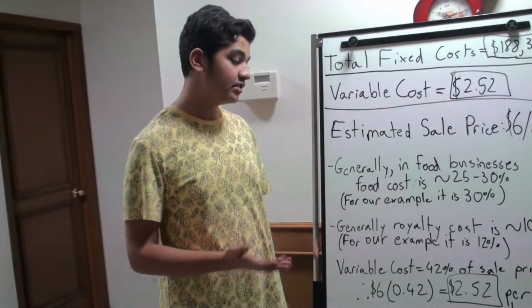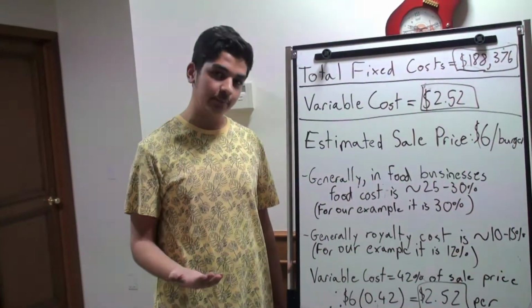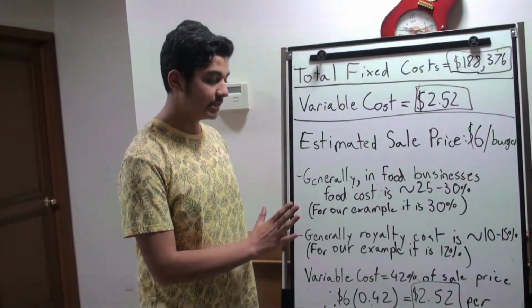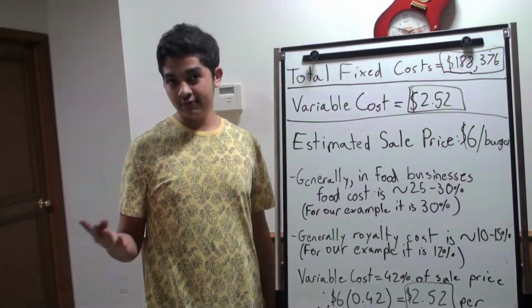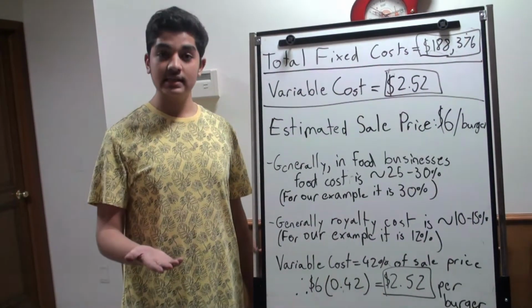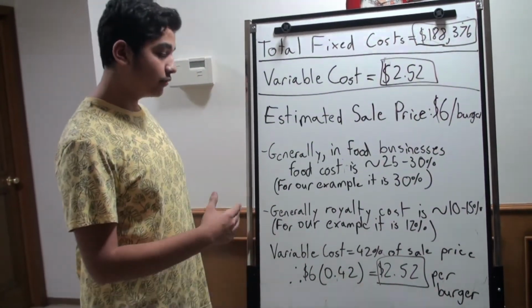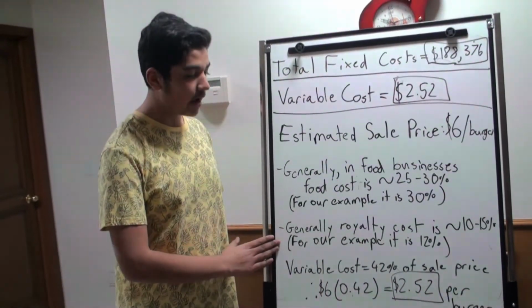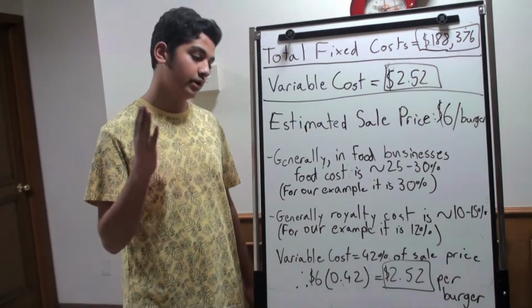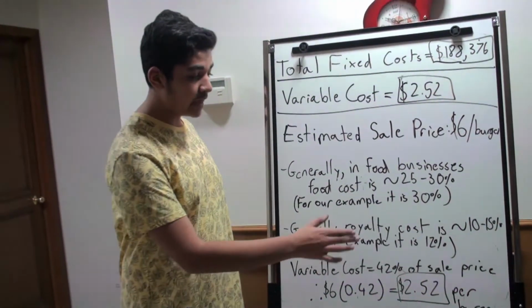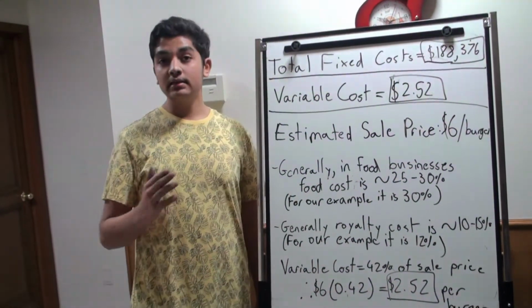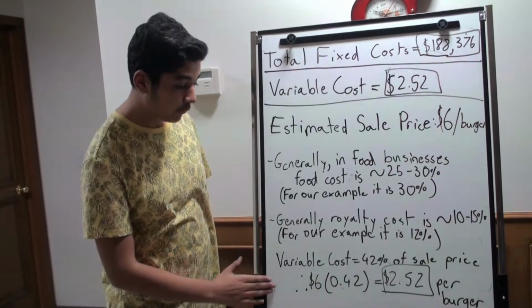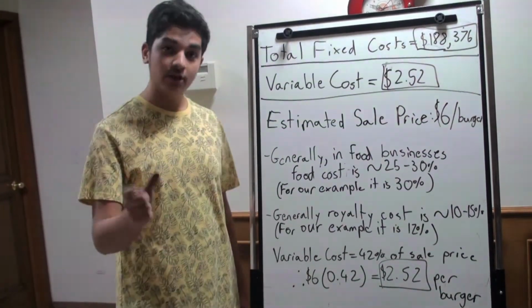Generally, in food businesses, the food cost is around 25 to 30%, and for our example, we're going to say it's 30%. If the food business is a franchisee, let's say, then the royalty cost is normally between 10 and 15%, but for our example, we're saying it's 12%, so we're having it in the middle. Now, if we add 12% and 30%, that means our variable cost is 42% of the sale price of one burger.